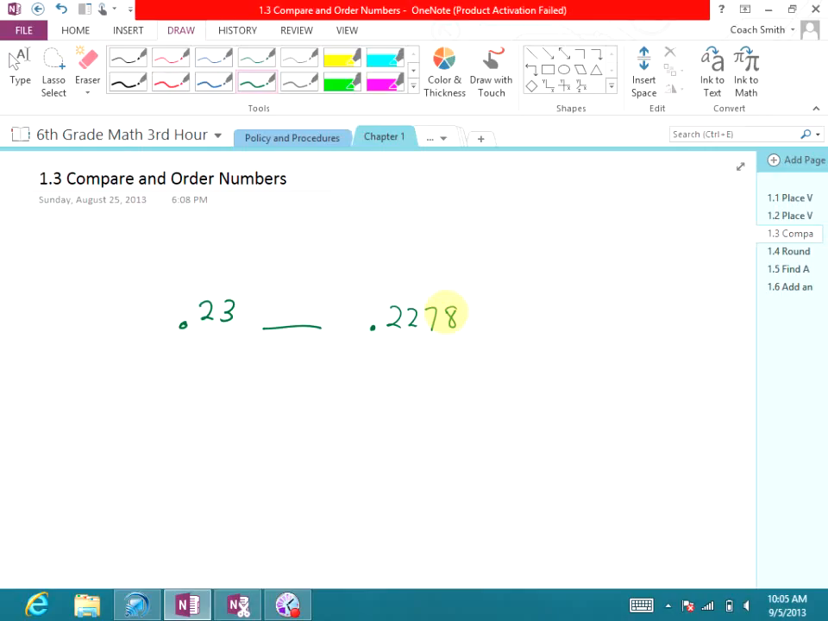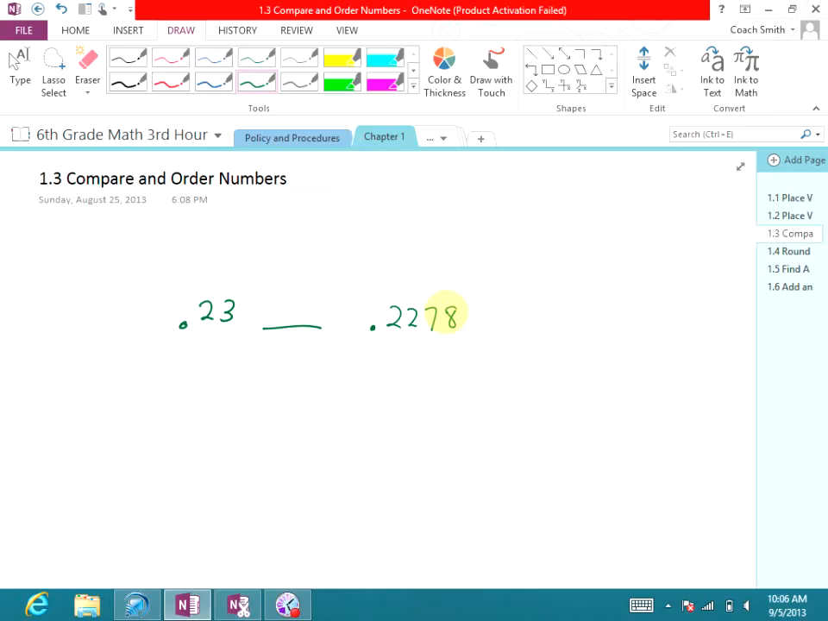So, raise your hand if you think you know which one is larger. Okay, Emma? 0.23. Okay, raise your hand if you would agree with Emma that 0.23 is the larger one. Raise your hand if you think it's 0.2278. Raise your hand if you're not sure. Thank you. If you're not sure, obviously, that's why we're going to do the lesson, to help clear it up for you.